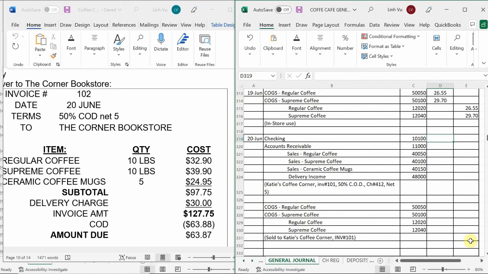So we got paid $63.88. Yes, and that's going to go to the checking account. And $63.87 went on to the accounts receivable. And then for the credit, we have $32.90 for the ledger. Supreme is $39.90. And mug is $24.95, and then $30 free.